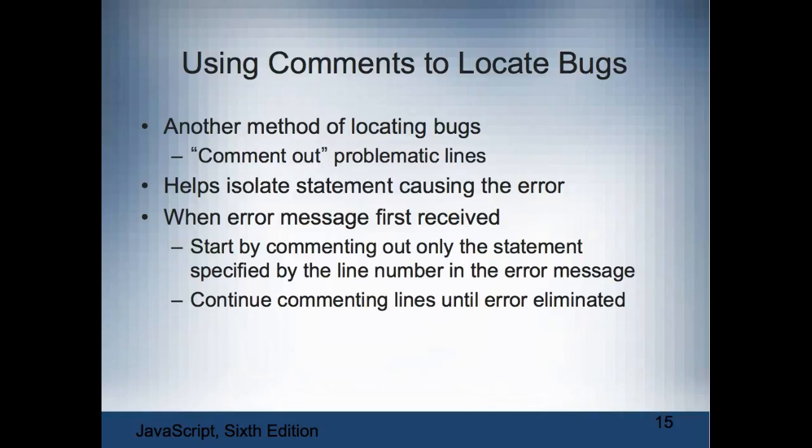Another helpful tool in locating bugs is to comment out problematic lines. That helps isolate the statement that may be causing the error. When an error message is first received, we can start by commenting out only the statement specified by the line number in the error message. If we still have an error, we can continue commenting out lines until the error is eliminated. Then we'll know that the error must have occurred in one of those lines that we had commented out.